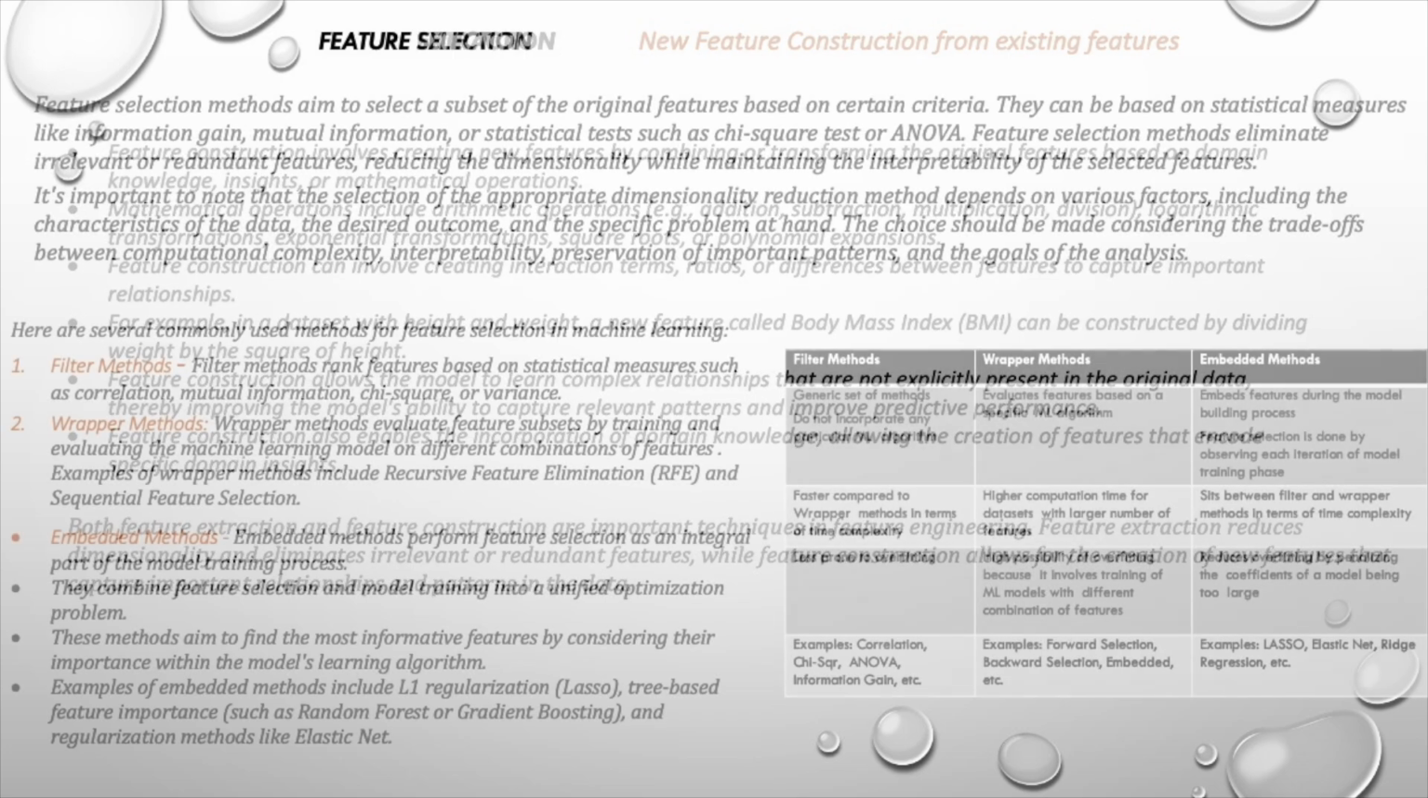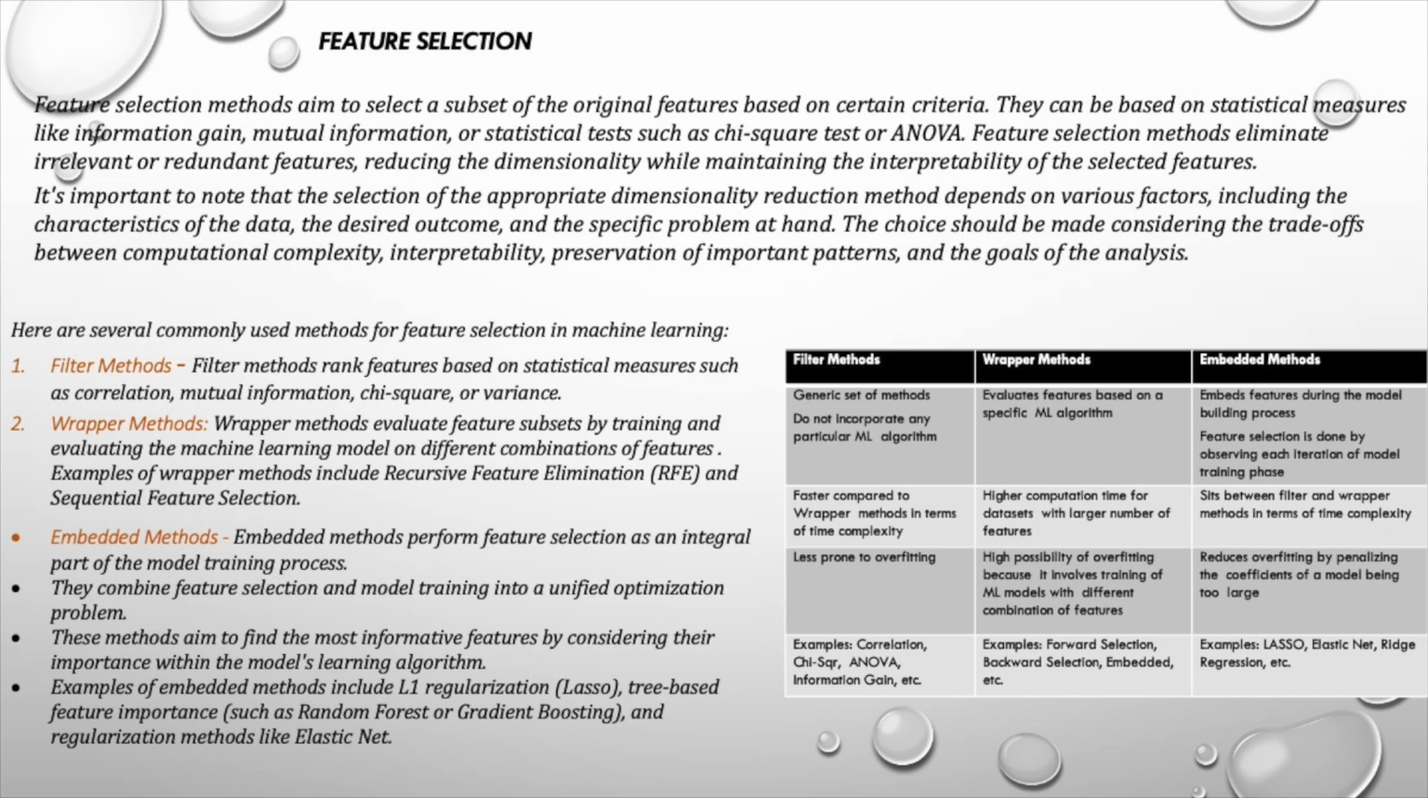Feature selection. Feature selection methods aim to select a subset of the original features based on certain criteria. They can be based on statistical measures like information gain, mutual information, or statistical tests such as chi-square test or ANOVA. Feature selection methods eliminate irrelevant or redundant features, reducing the dimensionality while maintaining the interpretability of the selected features.